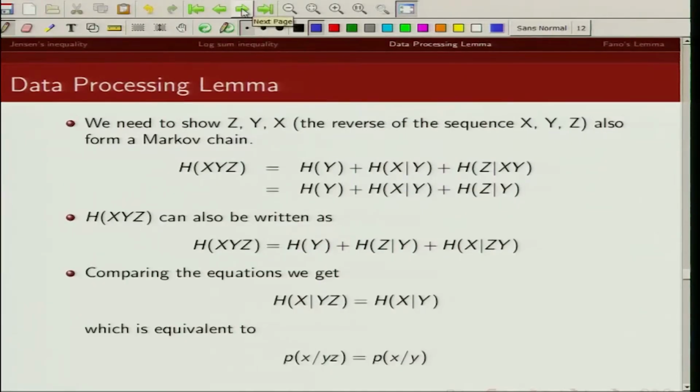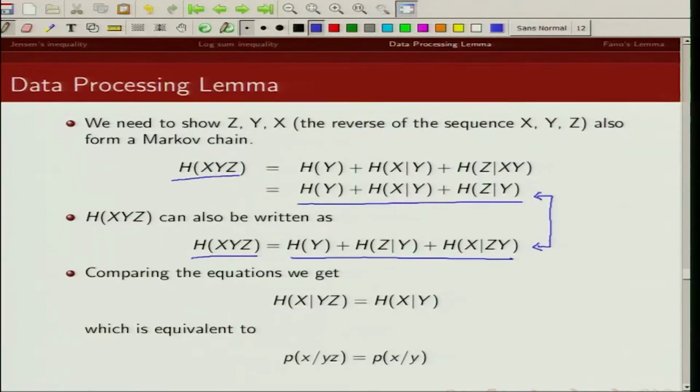Now let us compare. This is the joint entropy given by this expression, and this is the joint entropy of X, Y, Z given by this expression. So let us compare these two equations. There is a common term H of Y, it is here and here. Then I have a common term H of Z given Y, here and here. So if these two are the same, what do I get? I get the condition that this term must be equal to this.